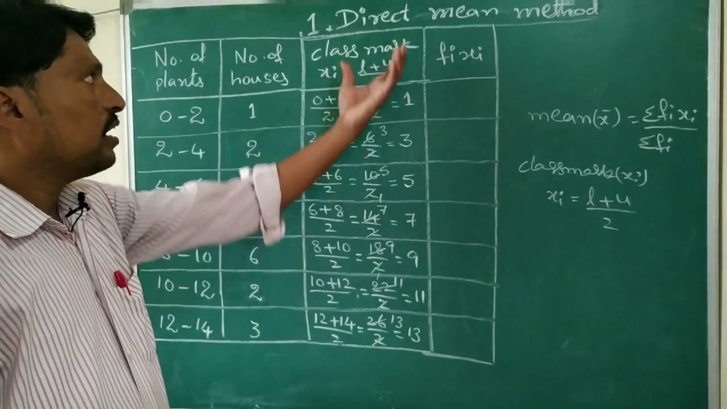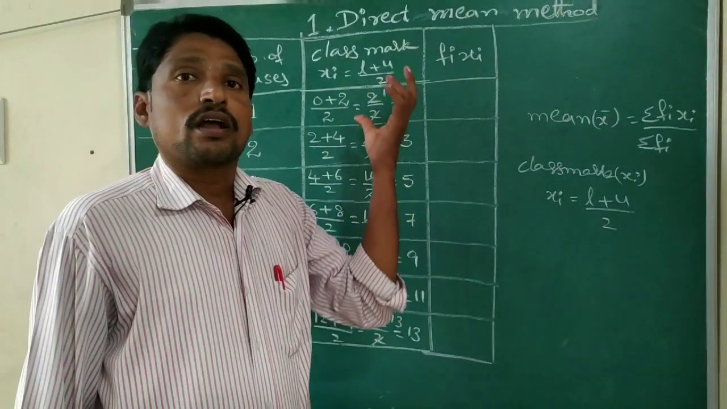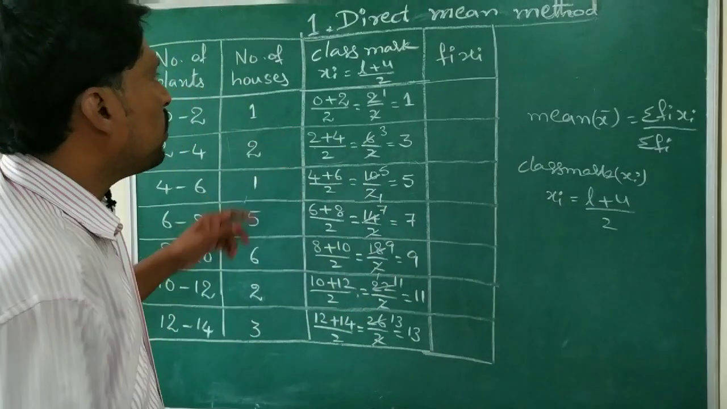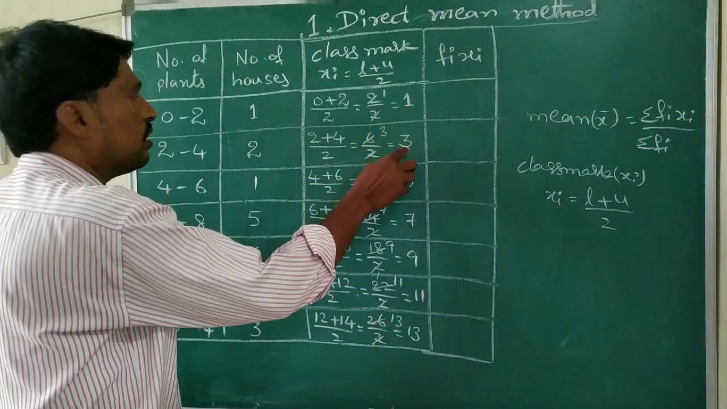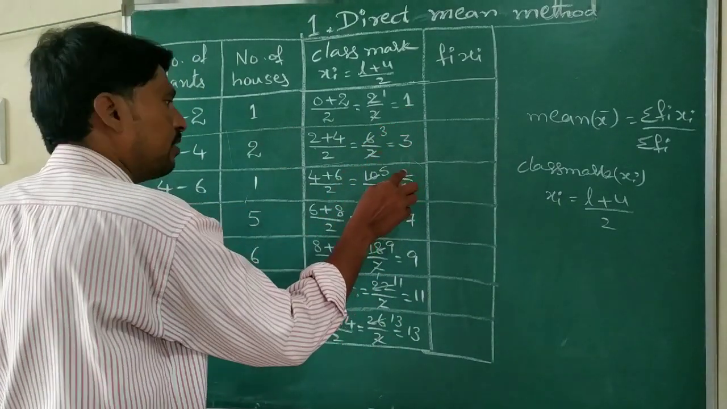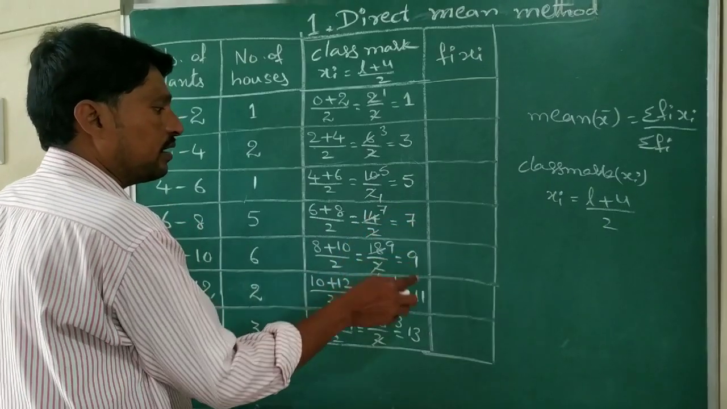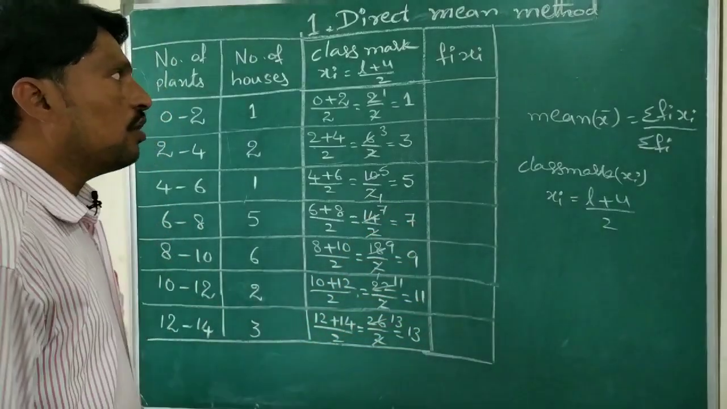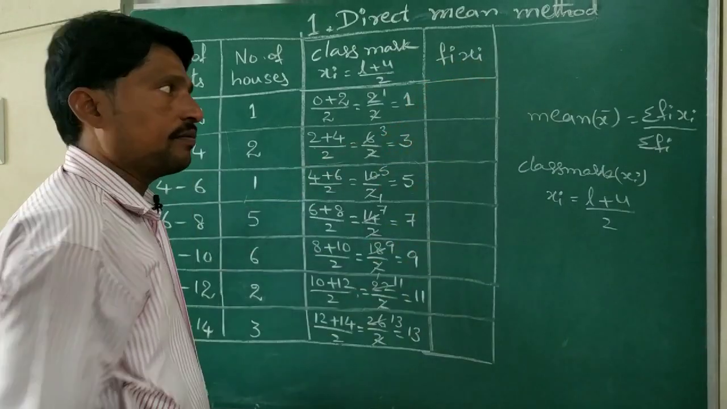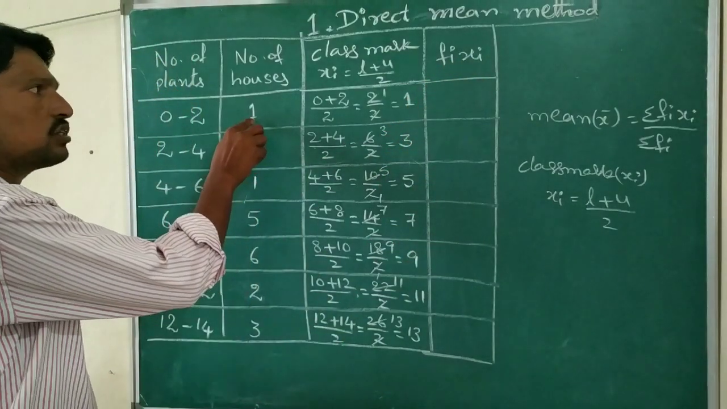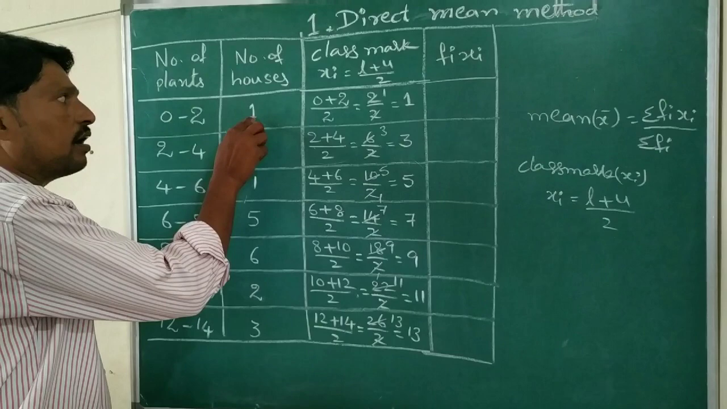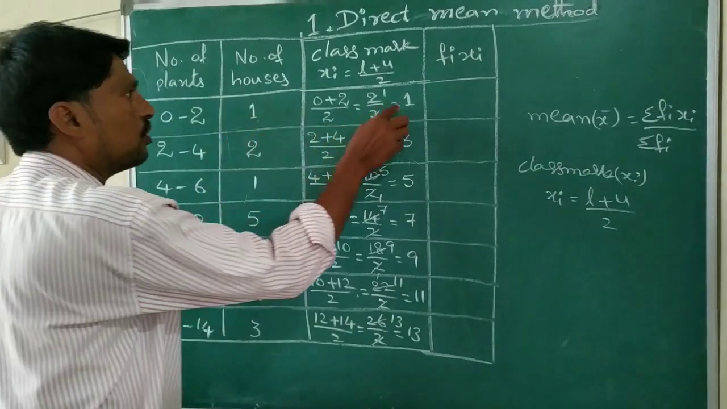Now what have we got here? We got the class marks: the first class mark is 1, next classes 3, 5, 7, 9, 11, 13. Now we need to find fi xi. So fi for the first class interval is the frequency 1, and 1 into 1 is 1.